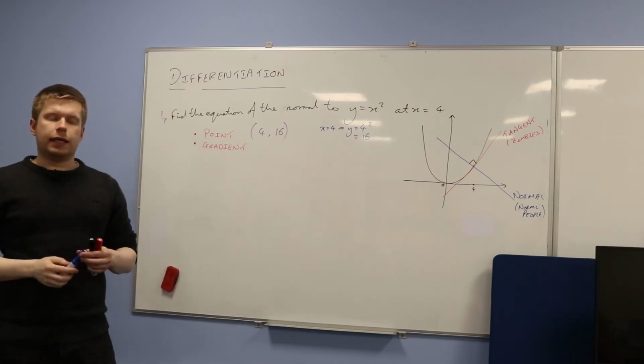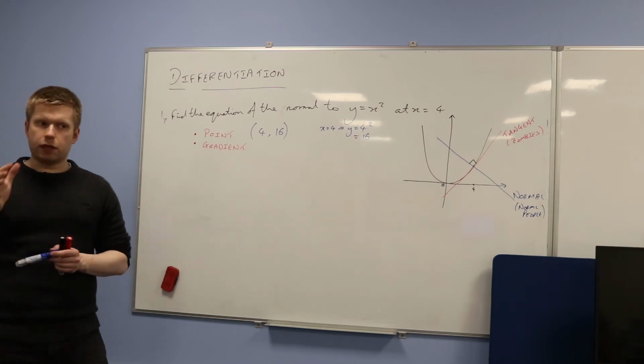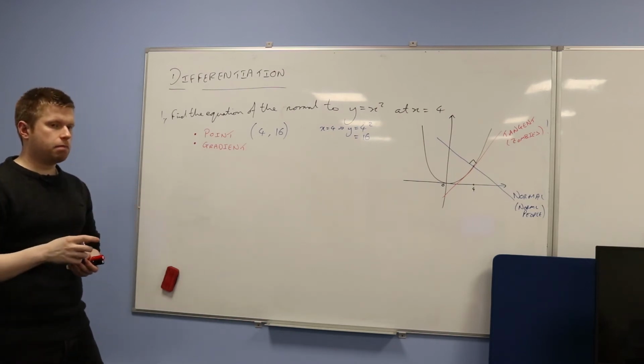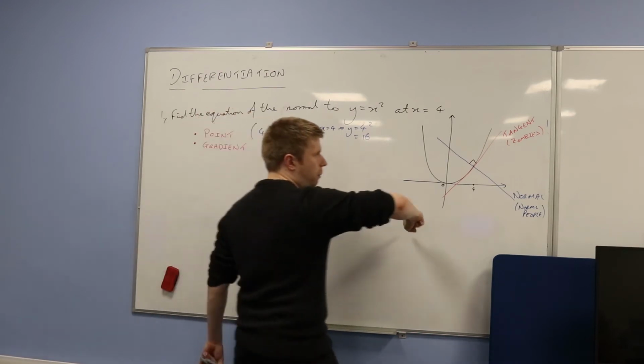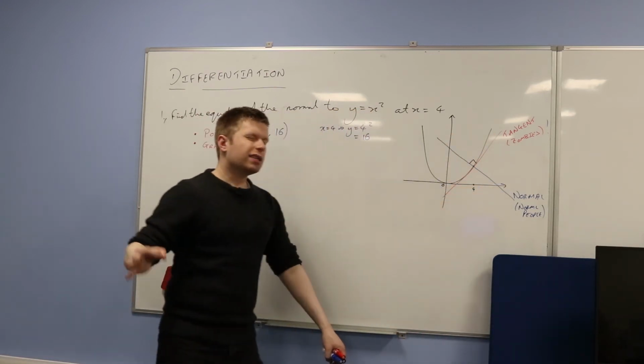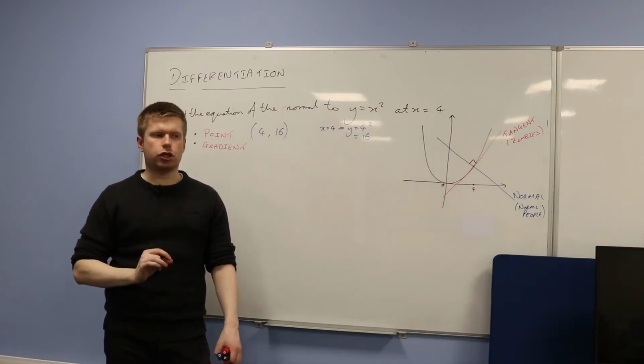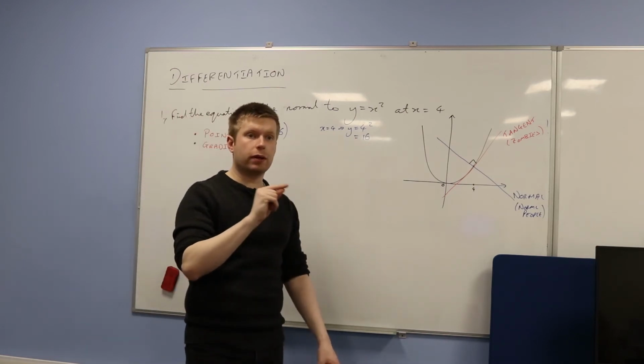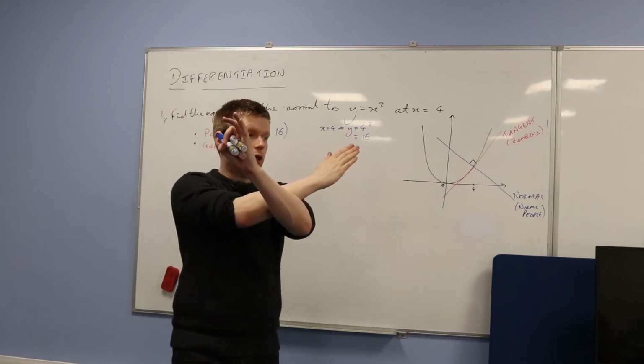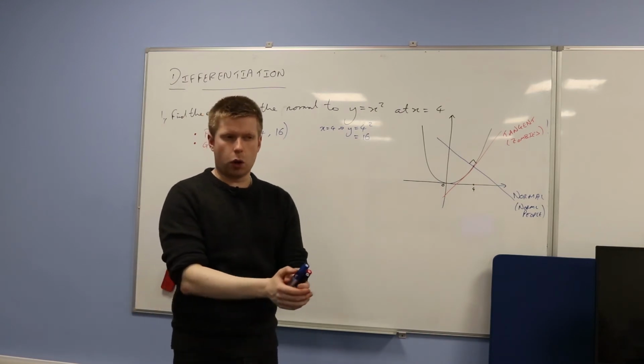Now this is where I need to be careful, because is the gradient the same? No. Look, that's very positive. That's negative. Does anybody know the relationship between gradients of perpendicular lines? Lines which are at 90 degrees to each other? Does anybody know?